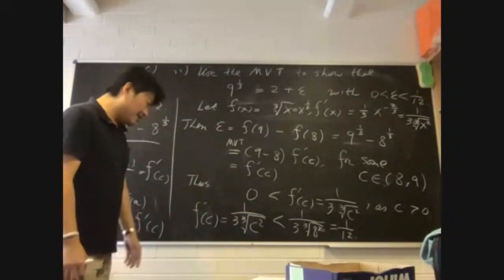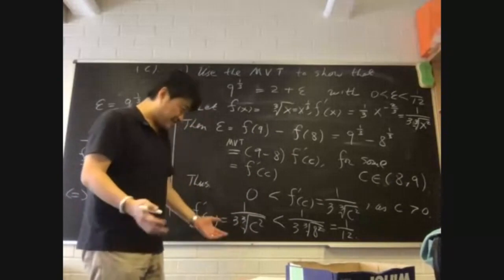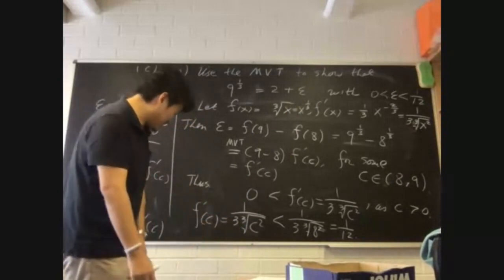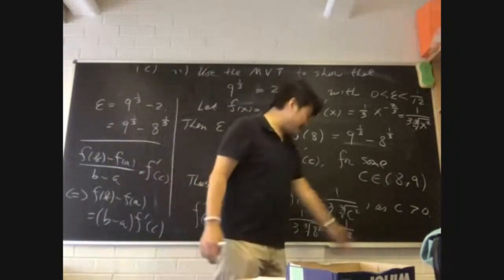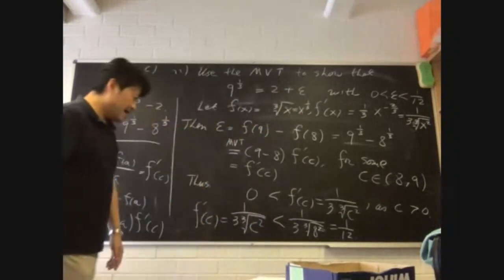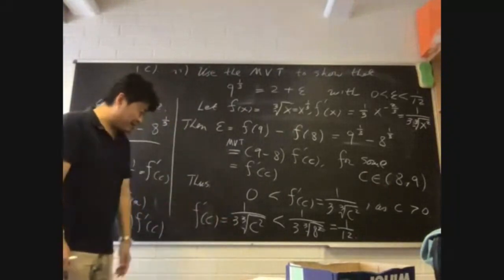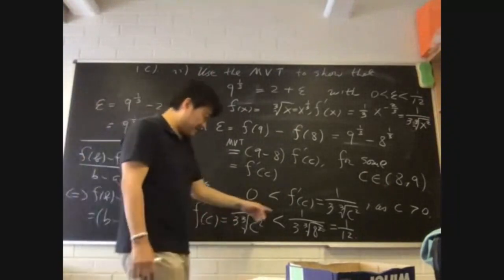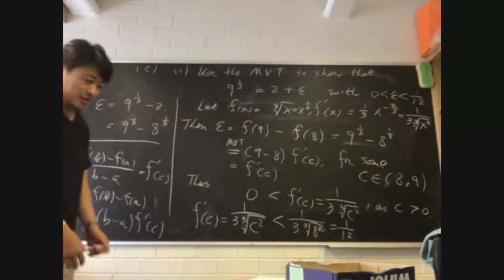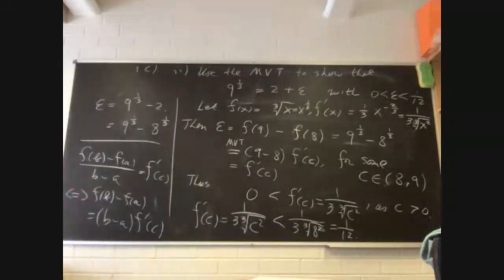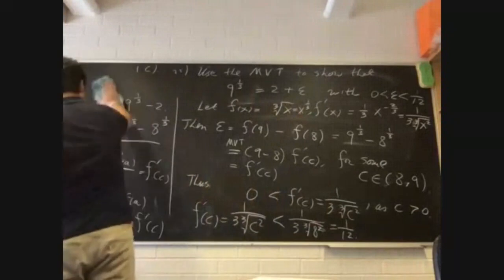Then f prime of c, how large can it possibly get? Well, it's the largest possible when c is the smallest possible, right? When it gets to its smallest possible value. C is at least 8, so if I stick in 8 for c, this whole fraction, I'll have an upper bound for f prime of c. All right, and so if I stick in 8, just a quick computation will give me that it's 1/12. And so f prime of c is at least 0 and at most 1/12.